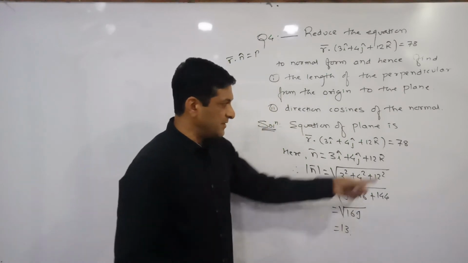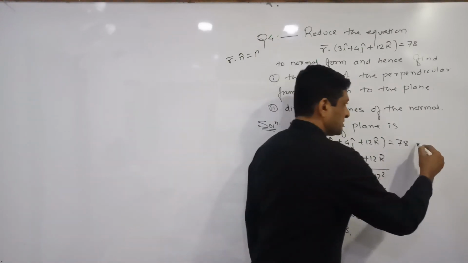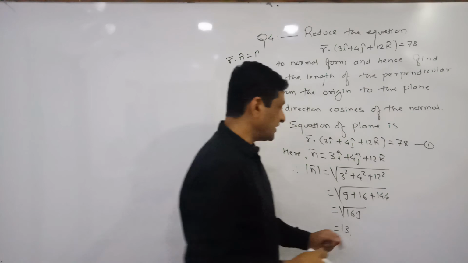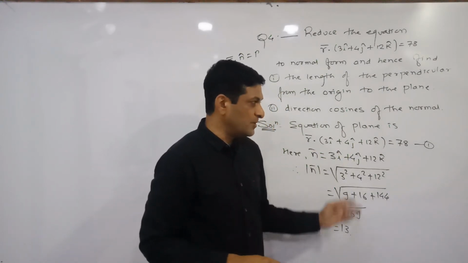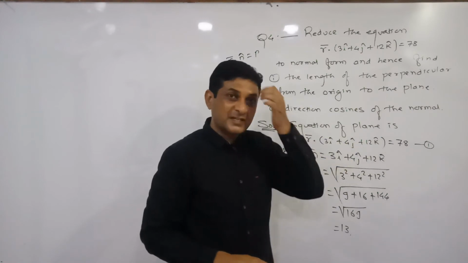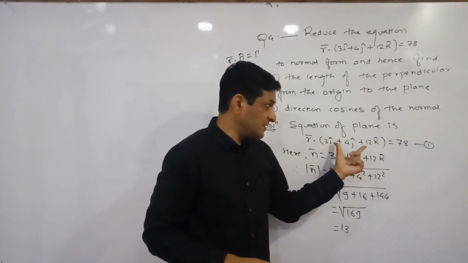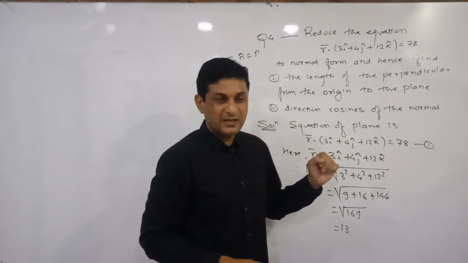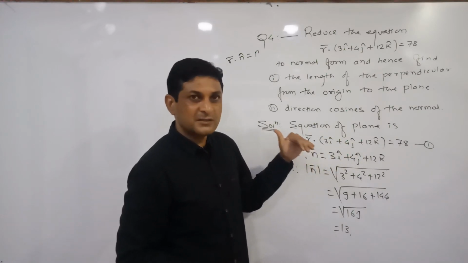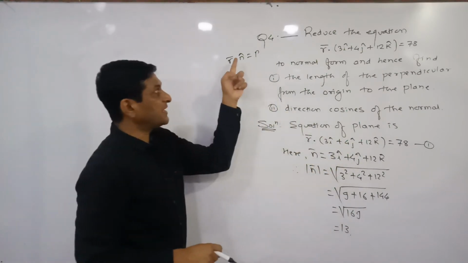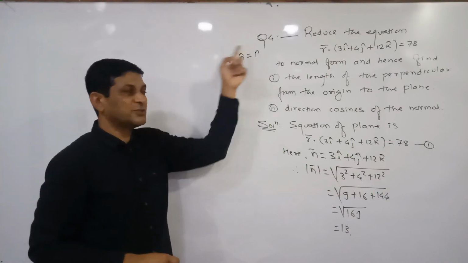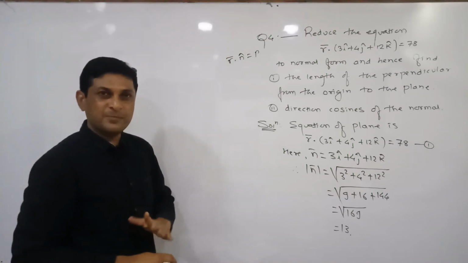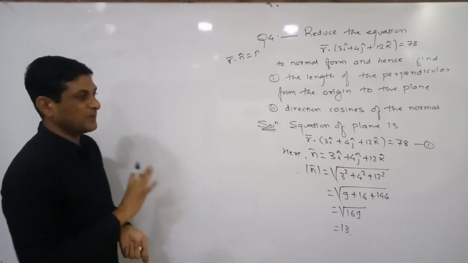Now we are dividing both sides of this equation number first by 13. That means we are dividing this n bar by its magnitude, so that we get the unit vector along the normal. And if the unit vector n cap along the normal is known to us, then the equation is called the vector equation of the plane in normal form.